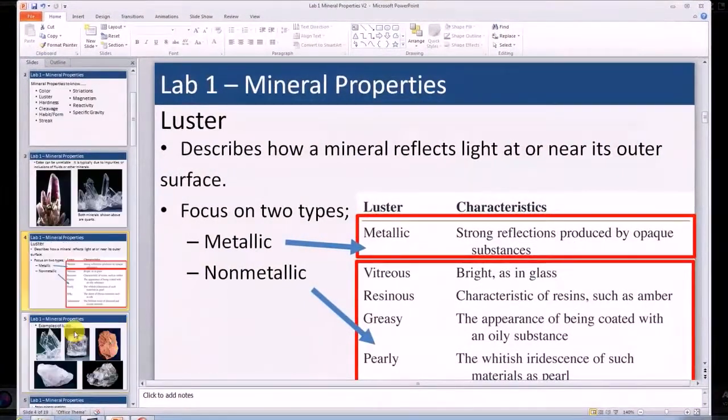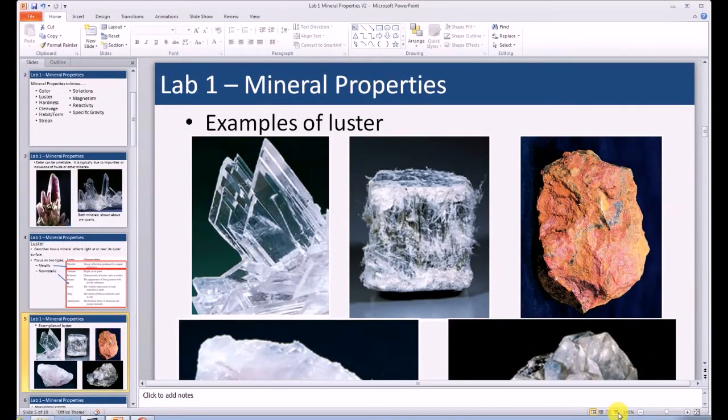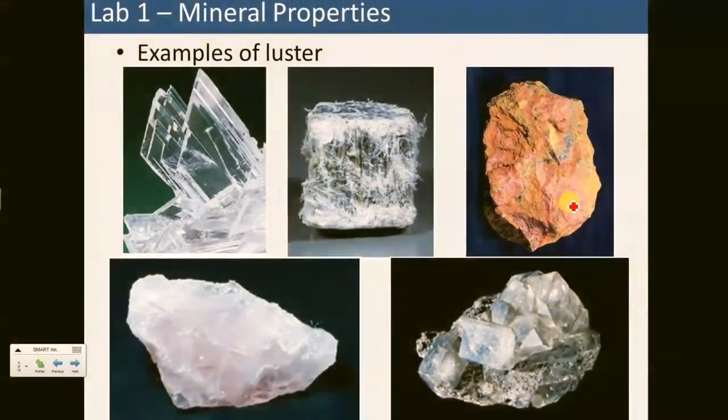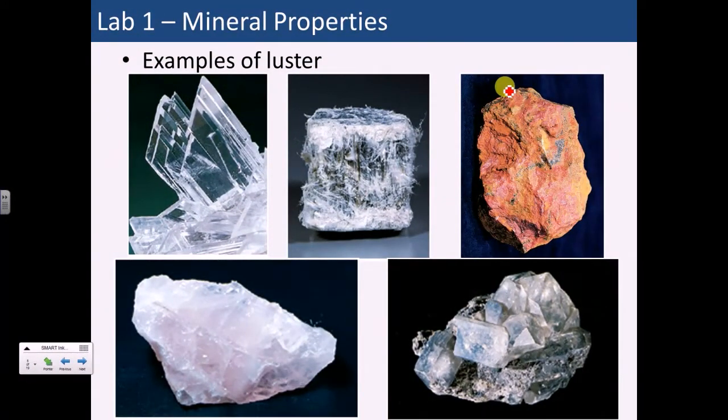Pop back over to the PowerPoint here. And here are some examples of luster. One that I did not show you is here, but you'll be able to figure this out as you're looking at the minerals. This guy on the right, top right, is dull or earthy. So it's still a non-metallic classification, but you'll have at least one or two minerals that fall into that characteristic, and they'll look distinctive.